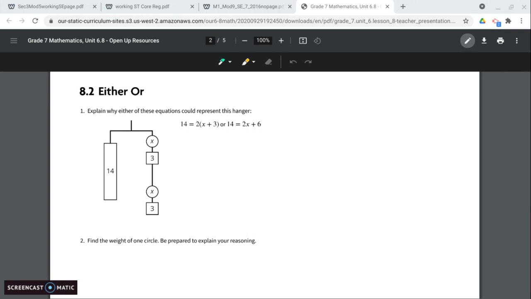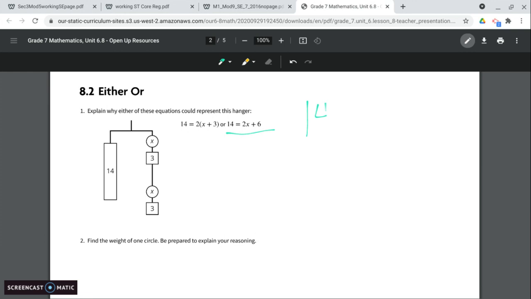This corresponds to the 14 equals 2 times x plus 3. The diagram also shows 14 balanced with two x's and another 6 units of weight. So just really looking at how it relates, how we can compare that. So if we want to find the weight of one circle, it doesn't matter which equation we use. I'm going to go ahead and use this one.